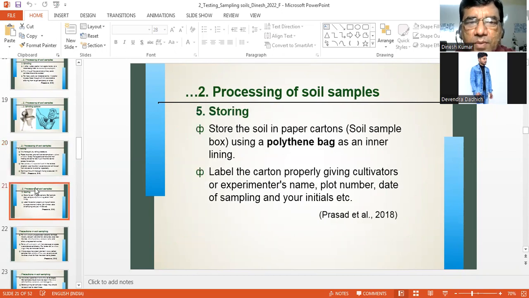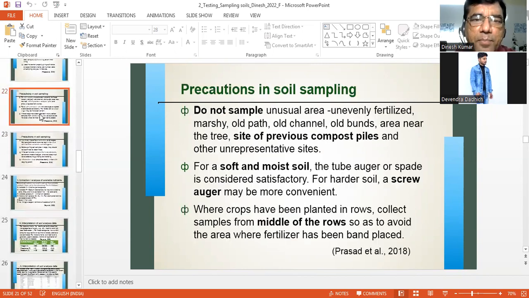Then you can store the soil in paper cartons, a soil sample box, using a polythene bag as an inner lining. Label the carton properly, giving cultivator's or experimental name, plot number, etc. Means you need to write the identification details of the sample.